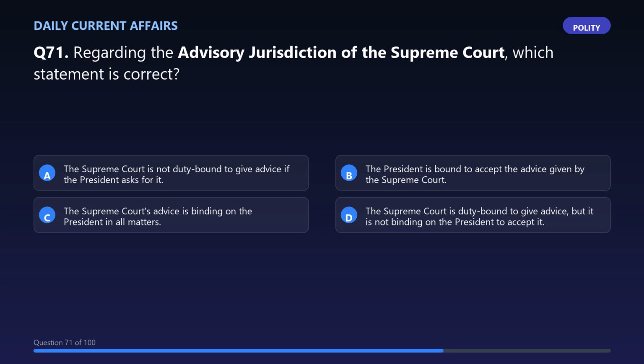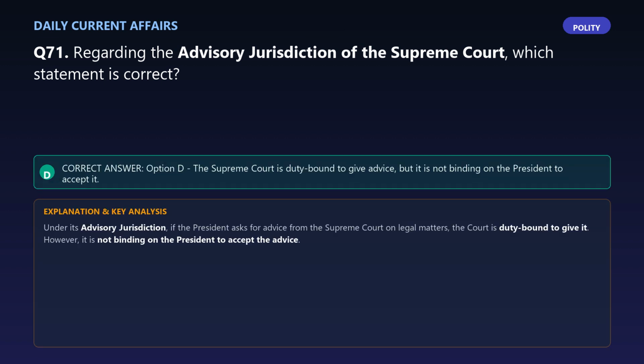Question 71. Regarding the advisory jurisdiction of the Supreme Court, which statement is correct? The correct answer is option D. The Supreme Court is duty-bound to give advice, but it is not binding on the President to accept it. Explanation: under its advisory jurisdiction, if the President asks for advice from the Supreme Court on legal matters, the court is duty-bound to give it. However, it is not binding on the President to accept the advice.